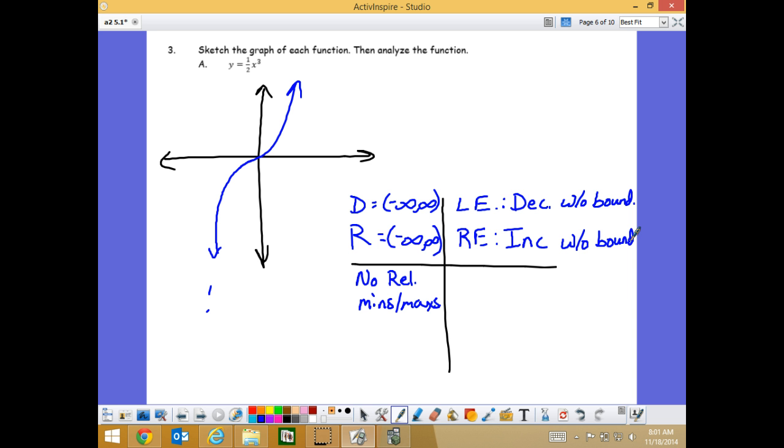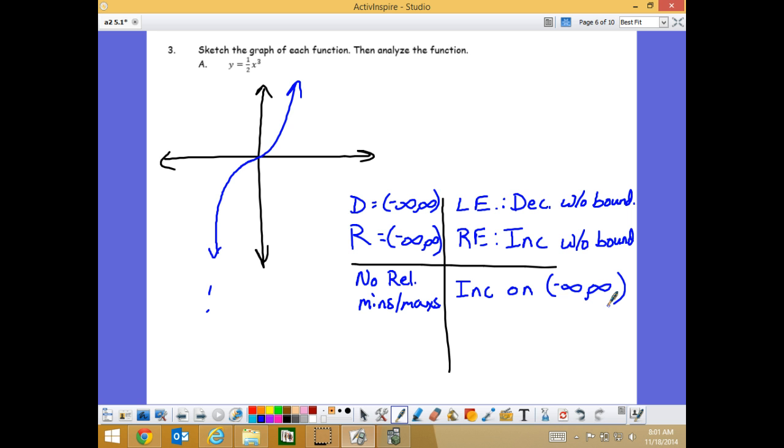And the last new thing that you haven't really done before is where is it increasing and where is it decreasing? Well, as we go from left to right, this graph is increasing everywhere. It's going up as we go to the right everywhere. So it is increasing on the interval negative infinity to infinity, because it's going up as we go to the right everywhere on this graph.